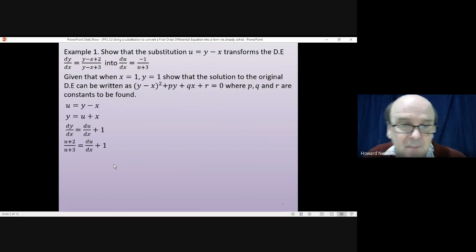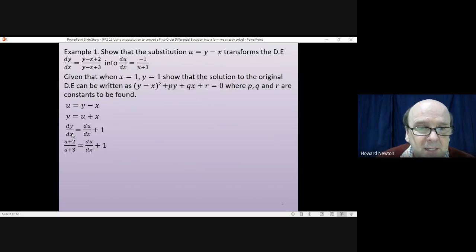Now, this next line, dy by dx is equal to u plus 2 over u plus 3. How do we know that? Well, if we have a look up here, dy by dx is equal to y minus x plus 2 over y minus x plus 3. But our substitution was that u is equal to y minus x. So y minus x on the top becomes u, y minus x on the bottom also becomes u.